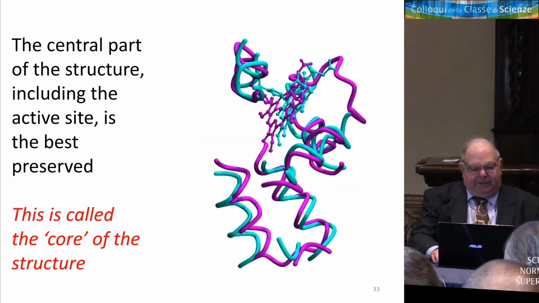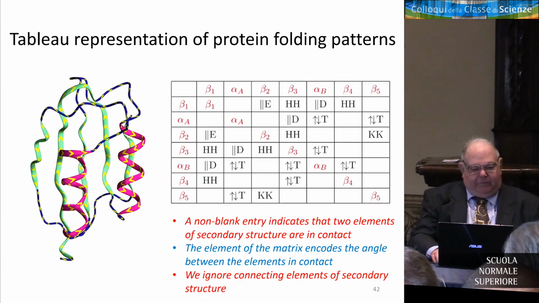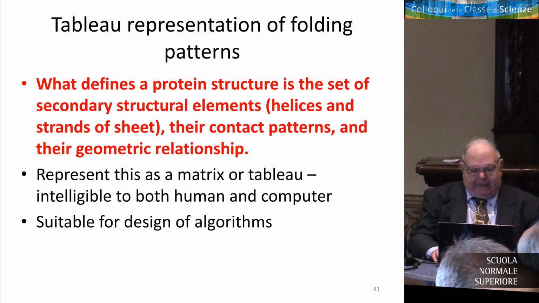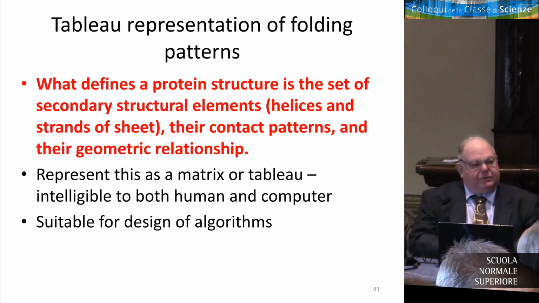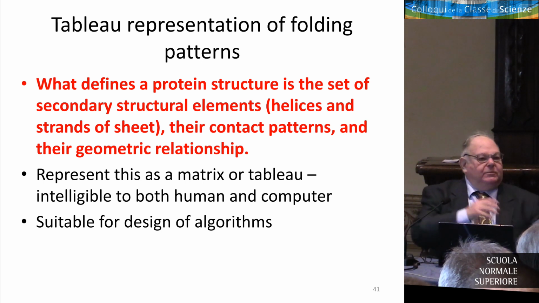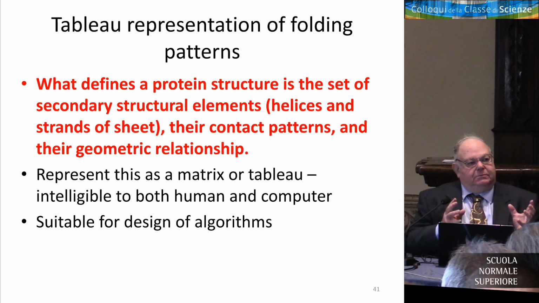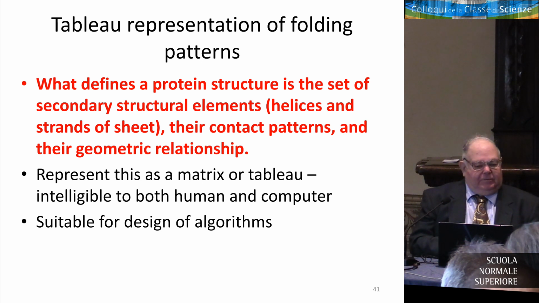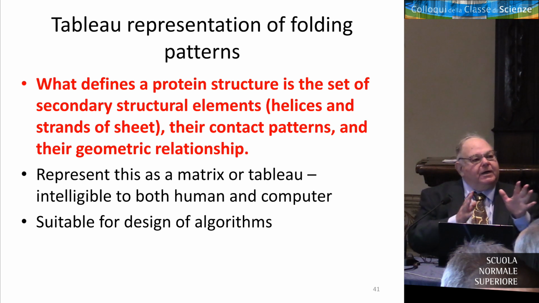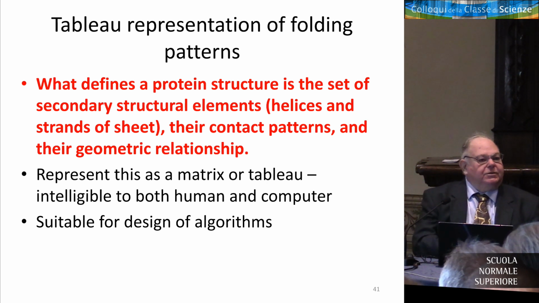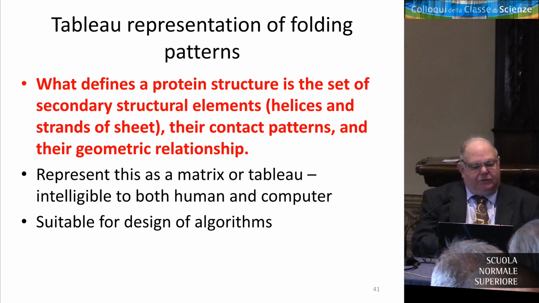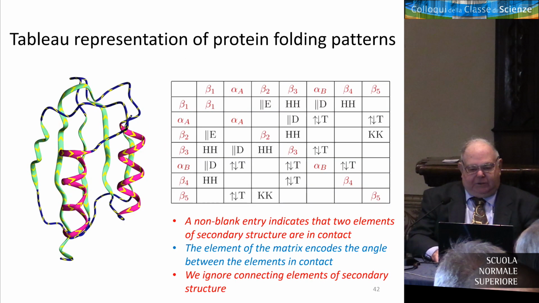Now, we've done it based on a representation of proteins that we call the Tableau representation. And the idea is that what defines a protein structure, if we compare myoglobin with plastocyanin and things like that, what defines a protein folding pattern is the set of secondary structure elements, the helices and stranded sheets, their contact patterns, and their geometric relationship. So we represent those data as a matrix or tableau, and interestingly enough, it's intelligible to both a human being and a computer, and it's suitable for algorithm design.